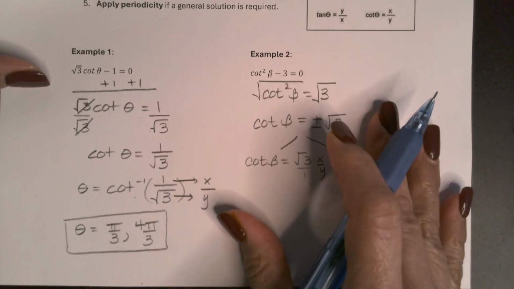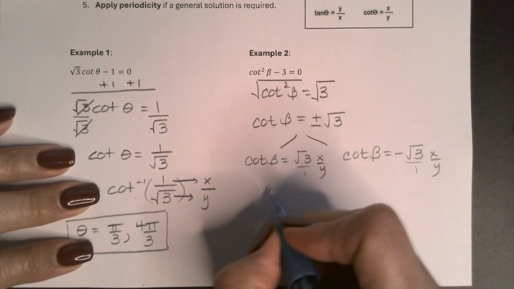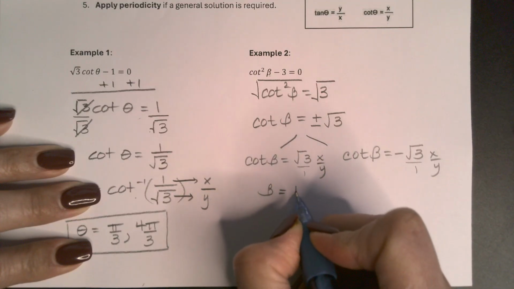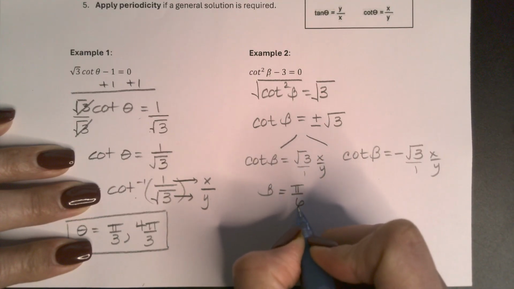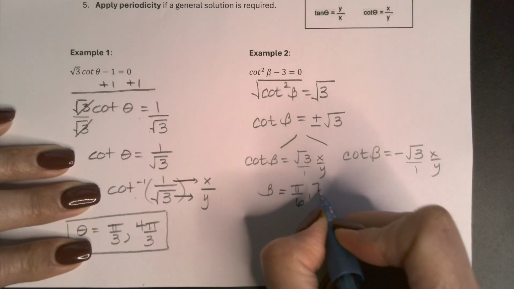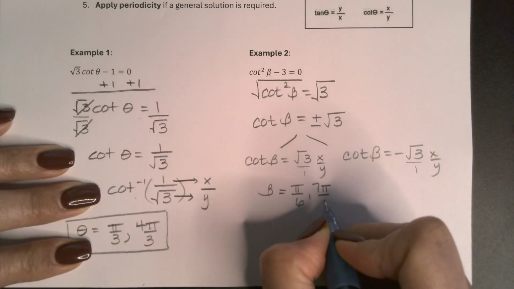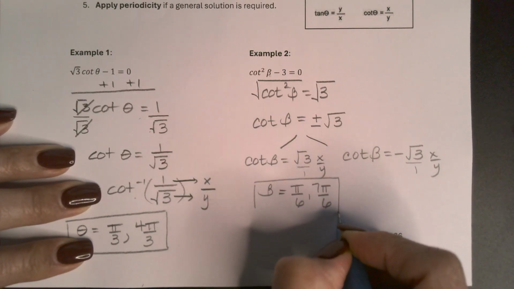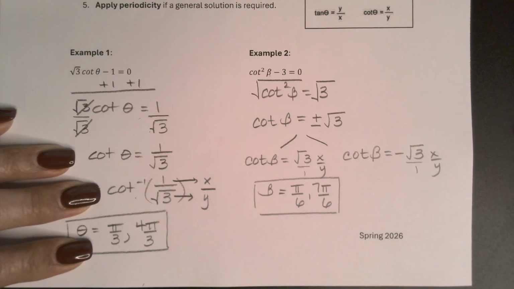Make sure you understand that this slide rule, that little technique I showed you there, is only allowed with tangent and cotangent, okay? Only with tangent and cotangent. So this is the answer for positive square root of 3.